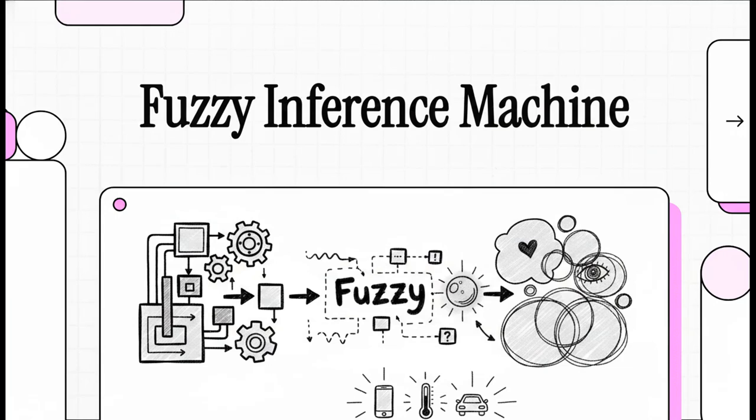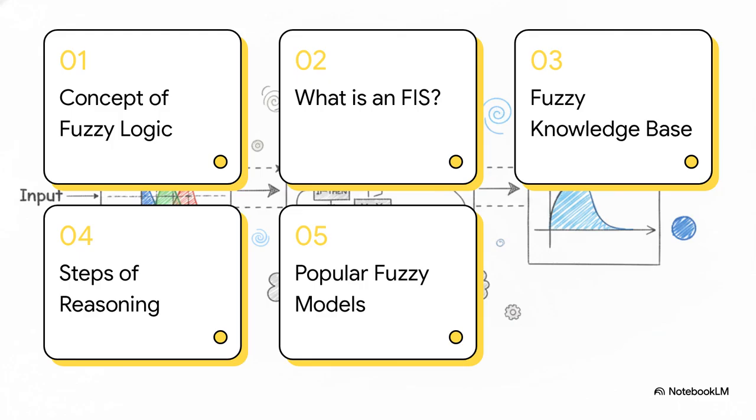Welcome to this explainer. Today, we're taking a fascinating journey right into the hidden architecture of the tech we use every single day. We're going to explore exactly how rigid, math-driven machines manage to process vague, subjective human concepts. It's a journey through the fuzzy inference machine, and I promise, by the end of this, you're going to see your smart devices in a completely different light. Okay, let's dive into this.